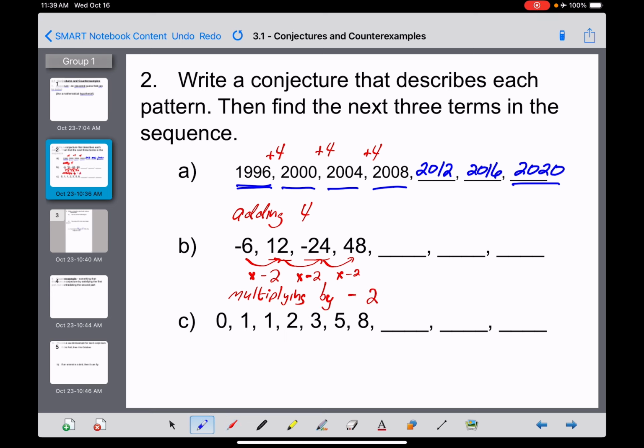So grab your calculator here if you need it, guys, as I would guess that you do. 48 times -2 is going to get us a -96. -96 times -2 is going to be a positive 192, and then a positive 192 times -2 is going to get us a negative 384.